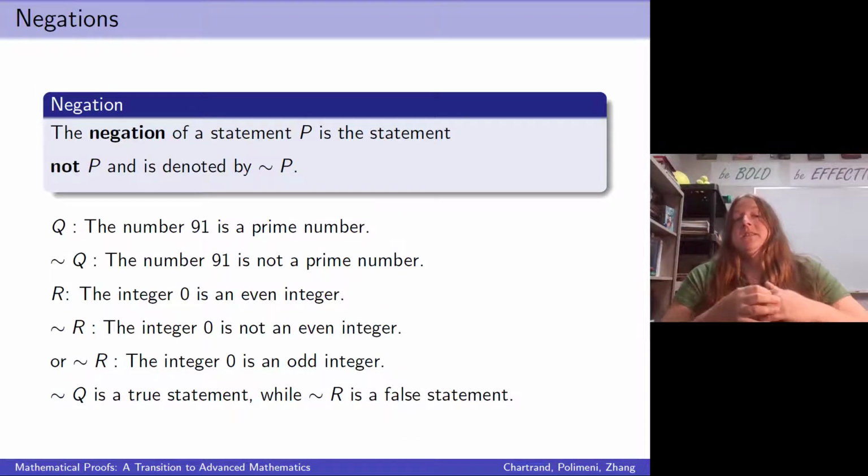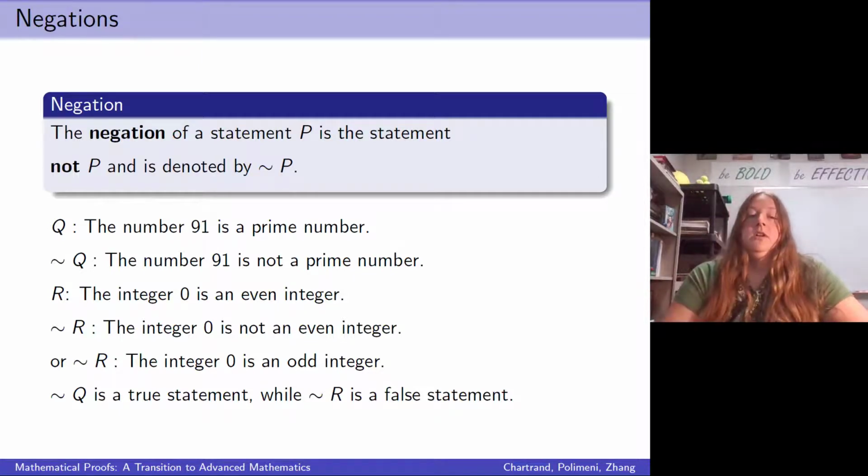So negations is the simplest thing that we can do to a statement, and it is exactly what it sounds like we're going to do. We're going to take a statement and we're going to say, not that. So I have a statement P, and I'm going to make the statement not P, and that is the negation of P. So we show it by putting a little tilde out in front of the P. That's the notation that we'll use. So there's some examples there of what that might look like for some statements Q and R there.